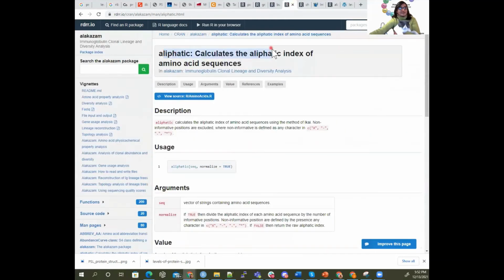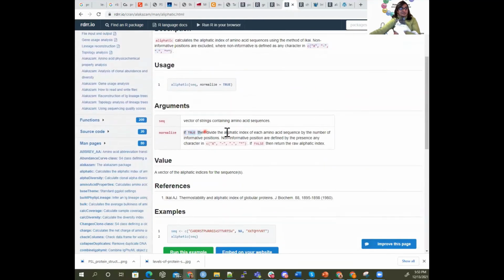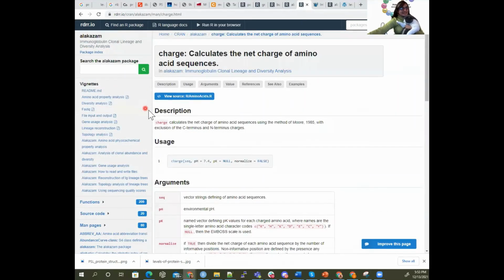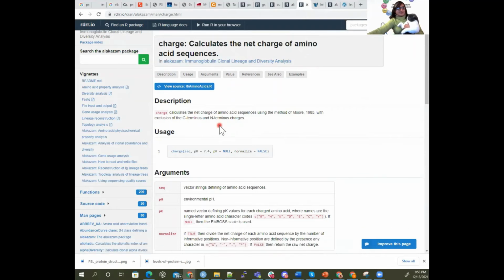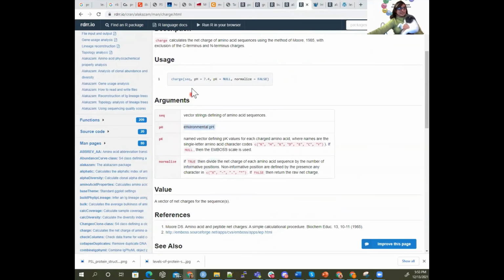And then aliphatic, the aliphatic index of amino acid sequences using the method of Ikai. If you have special characters in there, they don't consider these characters. If normalized is true, then it divides the aliphatic index of each amino acid sequence by the number of informative positions. Lastly, charge calculates the net charge of amino acids using the method of Moore, 1985. It does not include the C-terminus or the N-terminus charges. You can specify the environmental pH. So you need a vector of strings defining amino acid sequences. If you don't specify the pH, the default is 7.4.